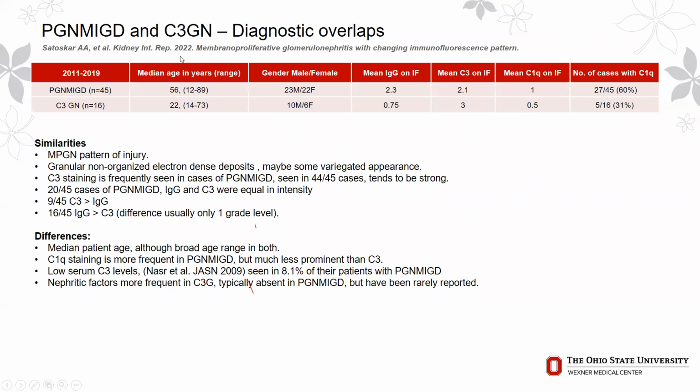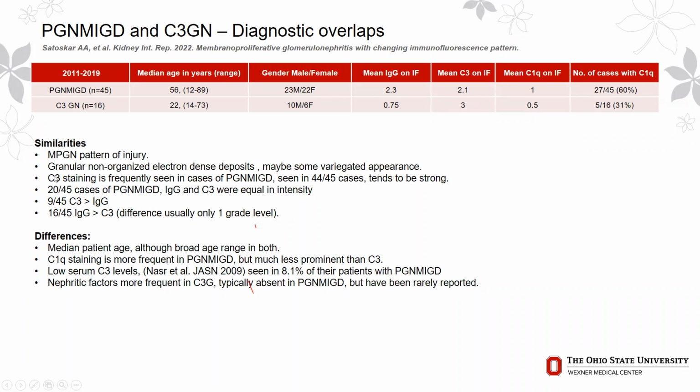And we actually published this paper last year. What I found is there were similarities and differences in the biopsy morphology. The most common pattern of injury in both of them is the MPGN pattern of injury. The deposits on electron microscopy are also granular, non-organized, electron dense. They just look like run-of-the-mill immune complex deposits. In PGNMID, you may have a variegated appearance to the deposits, with alternating bands of electron dense and less electron dense material. But of course it's a soft feature. Not every case will show that.